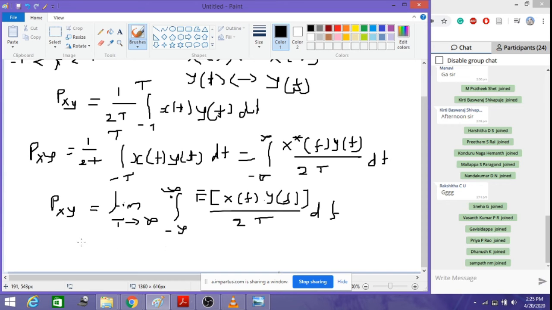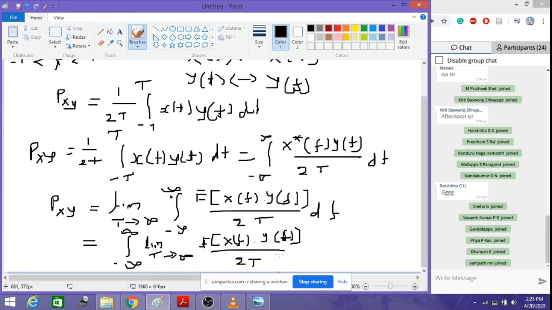Then let us keep it and rewrite this equation by taking the limits inside. As limit T tends to infinity, then an expectation of X of f into Y of f by 2T into df. Now comparing this equation with our cross-spectral equation, so let us write the cross-spectral equation also. I'll call this equation number 1.